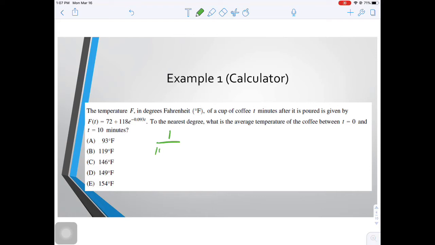So to find the average temperature, we're going to take 1 over b minus a. Well, b minus a is going to be 10 minus 0, times the definite integral from 0 to 10 of the function, which is 72 plus 118 e to the negative 0.093 t dt. Now at times you may have to calculate some of these by hand, but this one's pretty complicated, and we're just going to do it on our calculator. So give me a moment, because I'm also typing it in, but you can practice typing it in as well on your own.